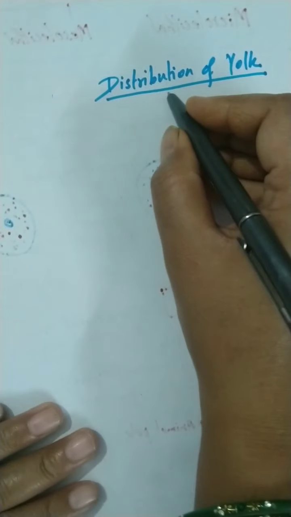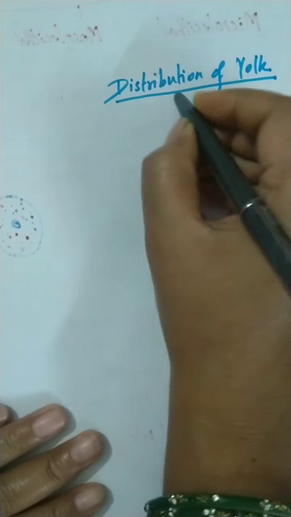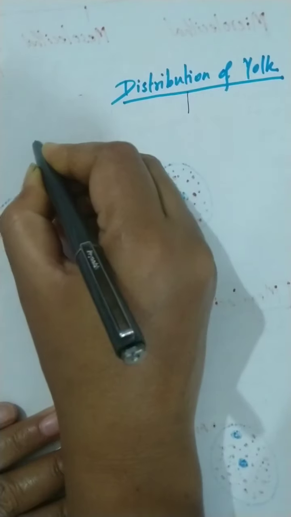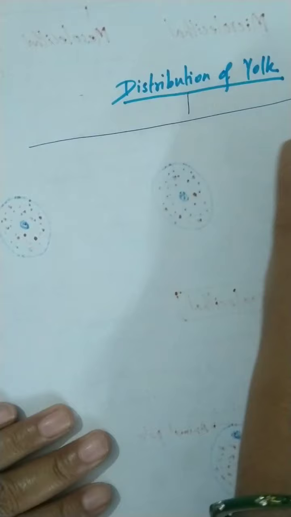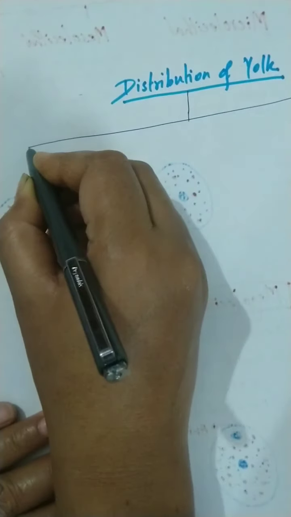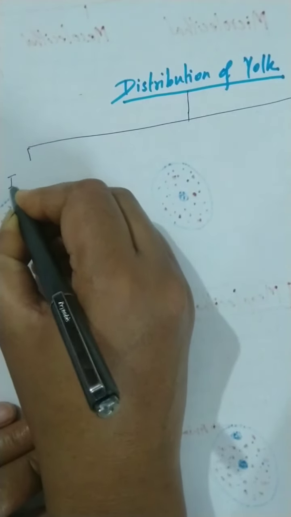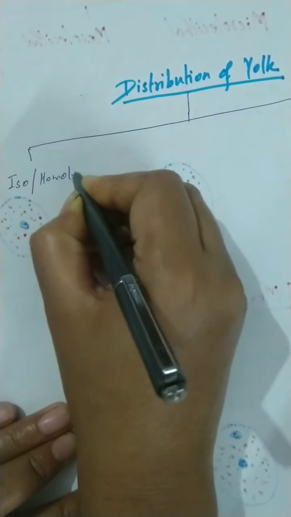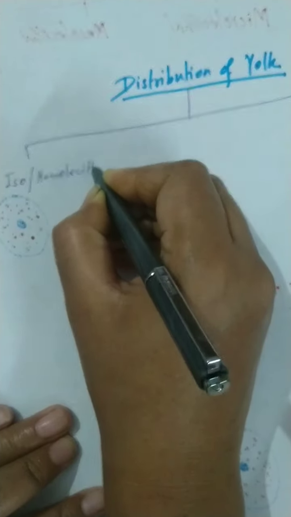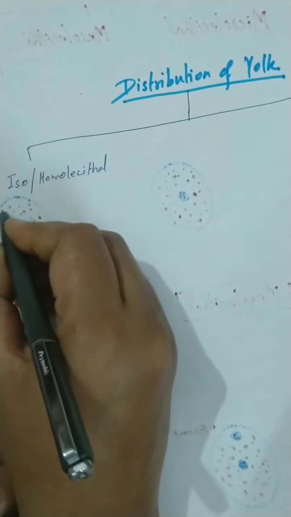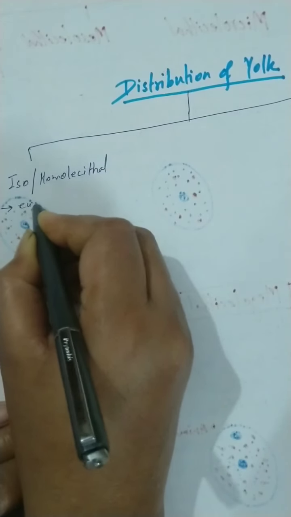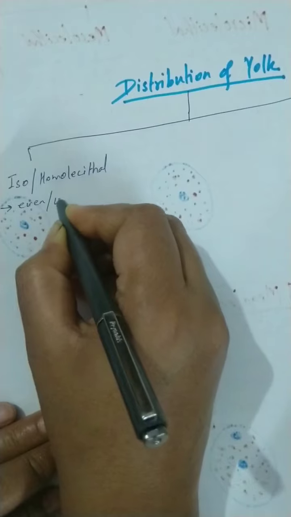Now, classifying eggs on the basis of distribution of yolk, it can be classified into three types. The first one is the iso or homolecithal type of egg. Homo means even or uniform.